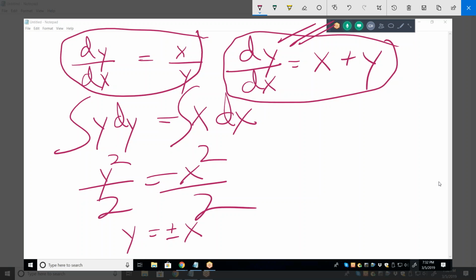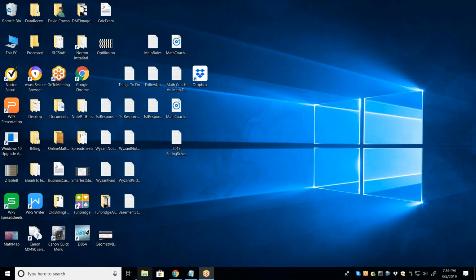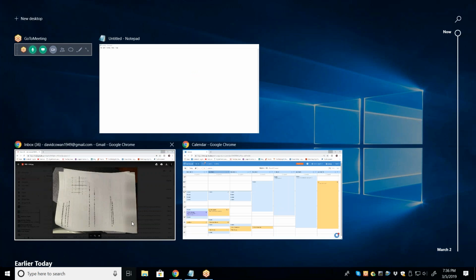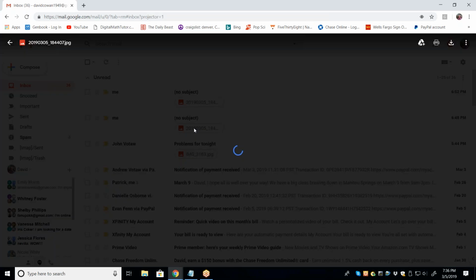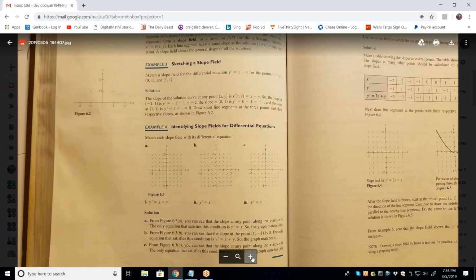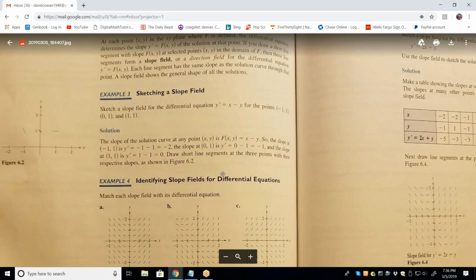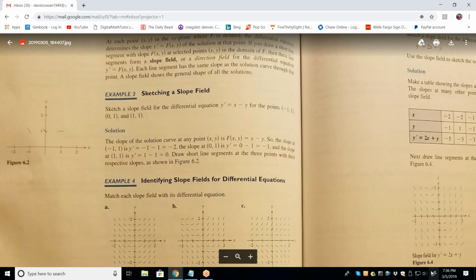Now, I'm going to show you one thing real quick. Here is my difficulty on slope fields and the problems you sent tonight. I want you to look at this problem. This is straight out of your textbook. How you sketch a slope field. Notice, first of all, here, let me draw on here.